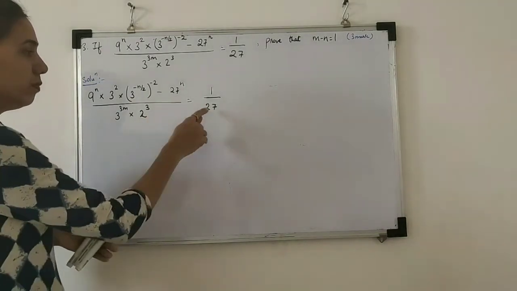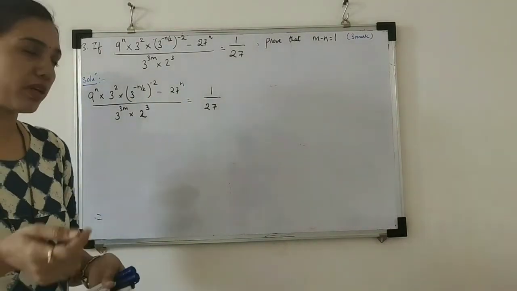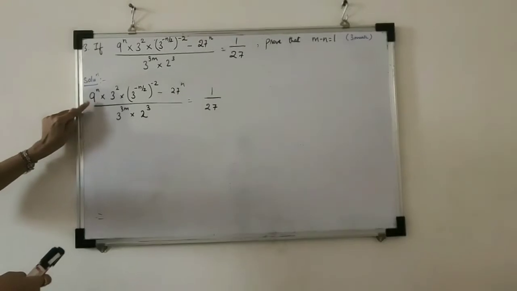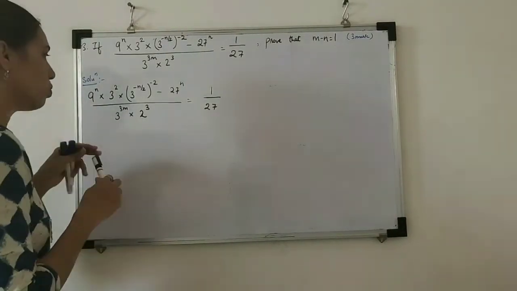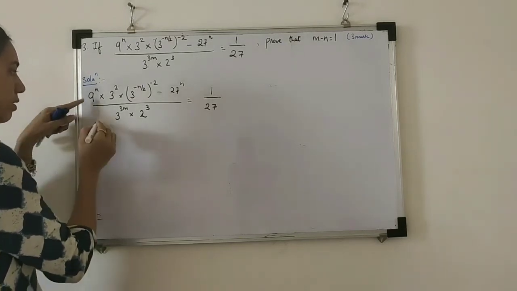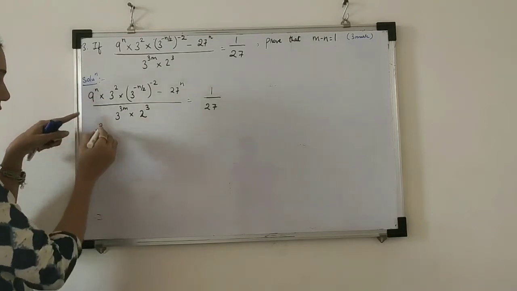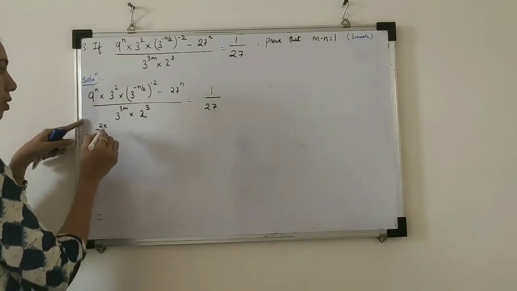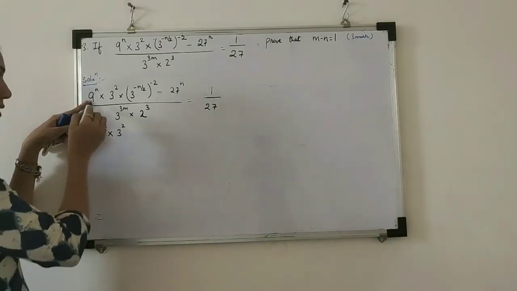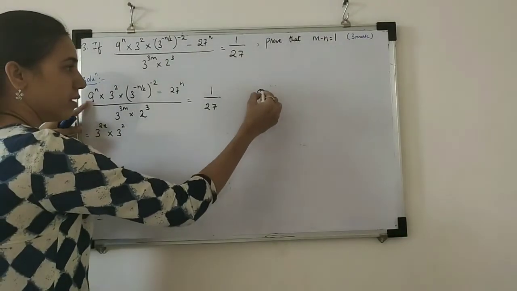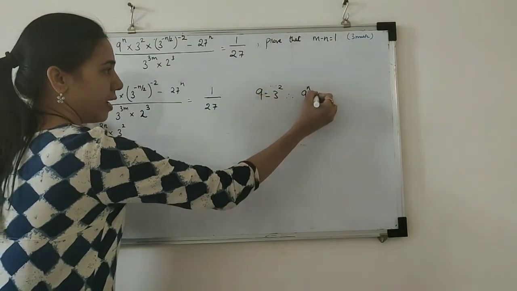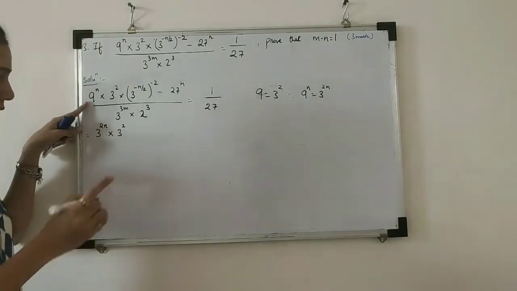If you see this carefully, 27 is nothing but 3 cube. So we are going to replace 27 with 3 cube. And this 9 is nothing but 3 square. So we are going to write that. So this can be written as 3 square to the power n, so I will write down 3 to the power 2n. I hope this step is understood. Again I'll explain. 9 is equal to 3 square. Therefore 9 to the power n is equal to 3 to the power 2n. So this is written like this.